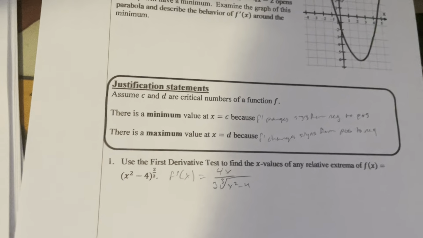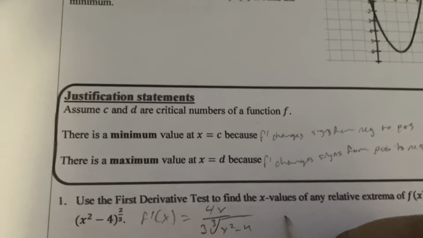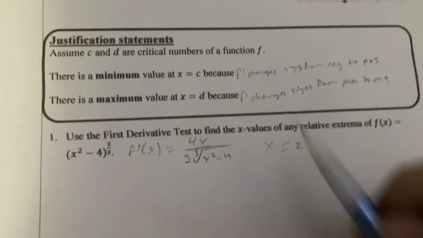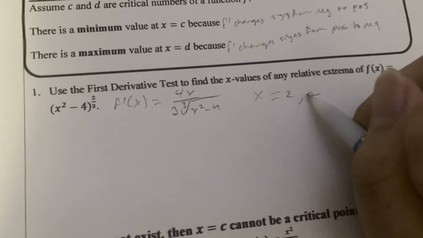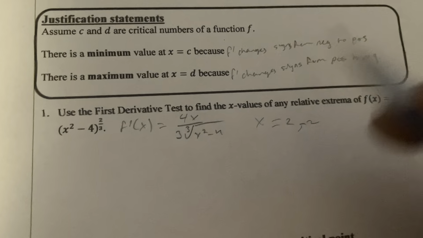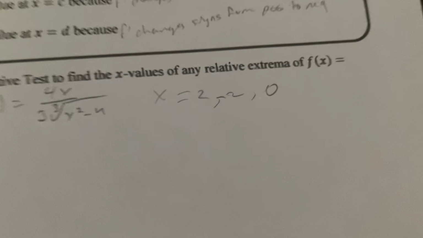Now, first we have to find what will make this undefined. x equals 2 will make this 0, that's undefined. And also negative 2 will make this undefined. And then what value will make this equal to 0? We just plug a 0 into the numerator. So these are our critical points.